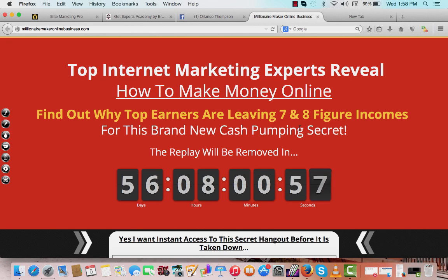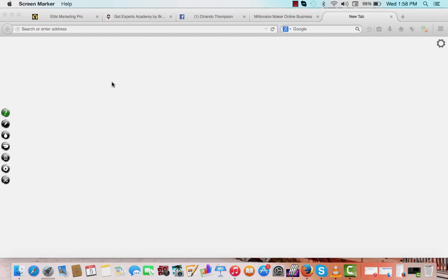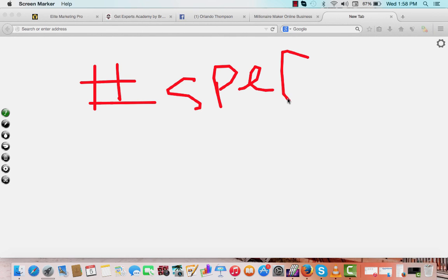Because whenever people are on a capture page, they don't really care about these 7- and 8-figure income earners. The only thing they care about in this moment is, what's in it for me? And so here's another law of copywriting, another secret, and that is the law of specificity. That's being specific. If you want your capture page and your headline to convert at a high rate, you want to be as specific as humanly possible.